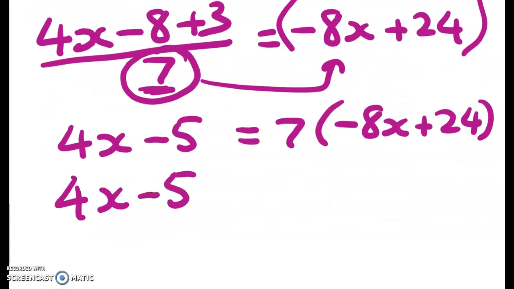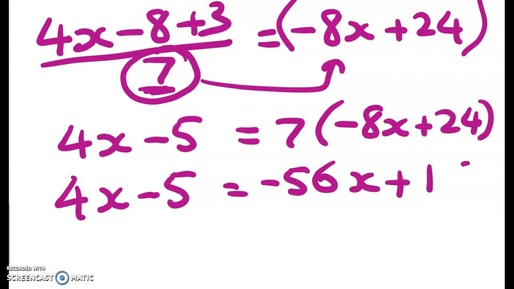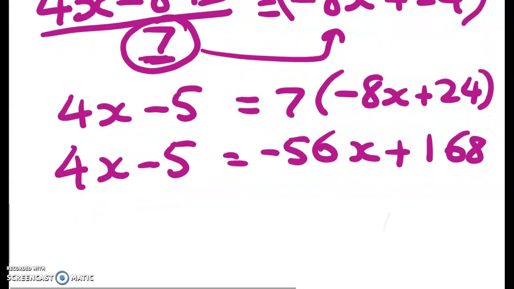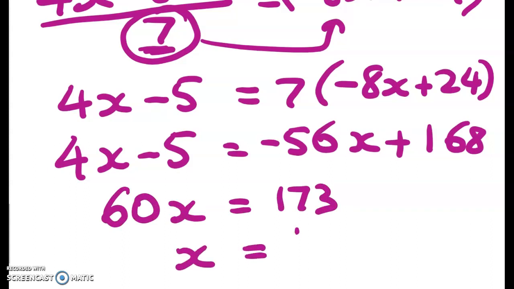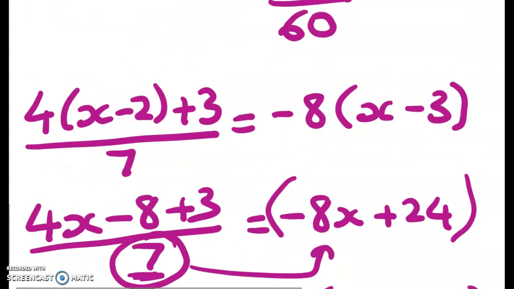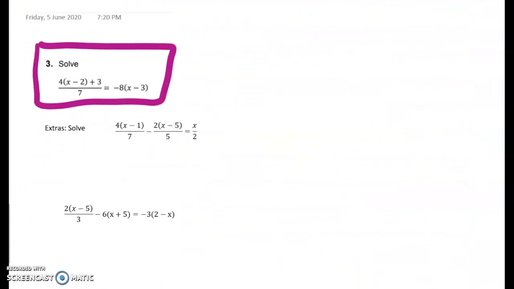4x minus 5 gives me negative 56x plus 168. And again, we get 60x is equal to 173. x is equal to 173 divided by 60. Okay, so that's the first one done, and that's the one that's in the practice test. But here are a couple of others that I thought were worth having a look at.